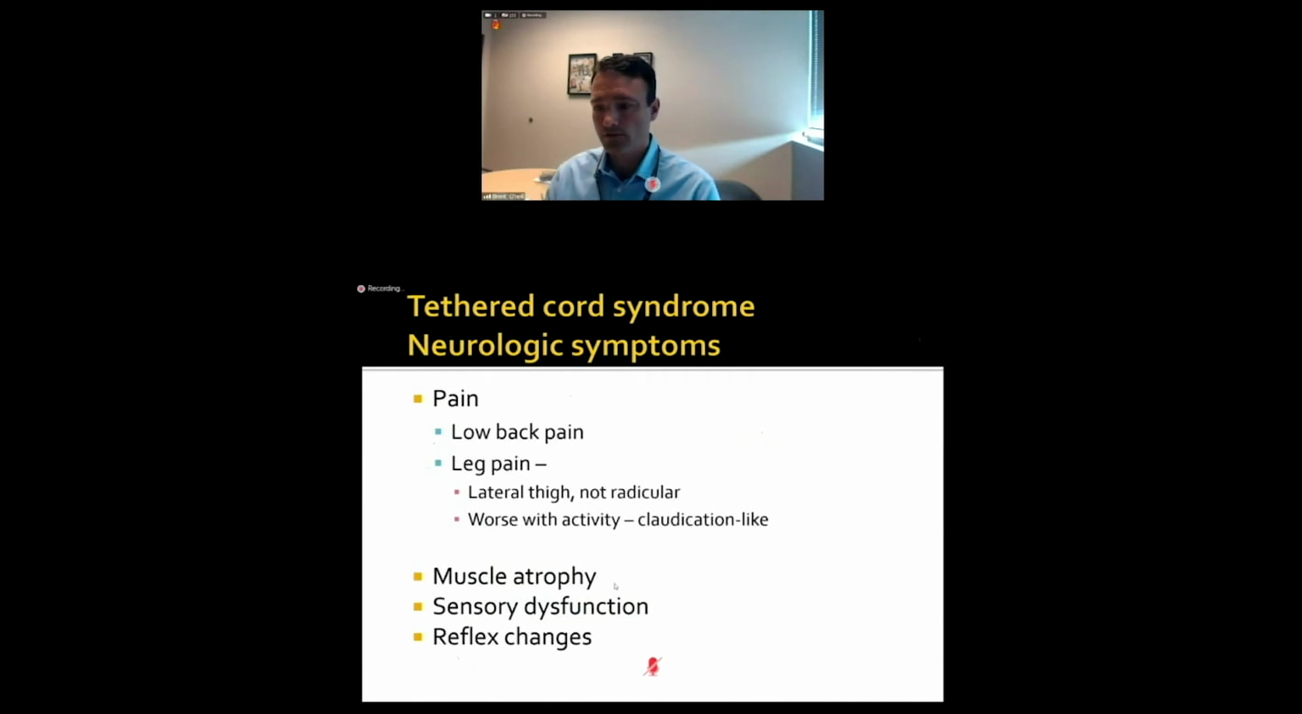Things like muscle atrophy, sensory dysfunction, and reflex changes are also important symptoms. So physical therapists are great at following and watching for these types of symptoms. Also discussing with your neurosurgeon if any of these symptoms may be a part.